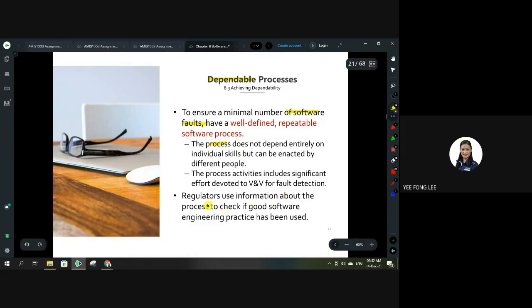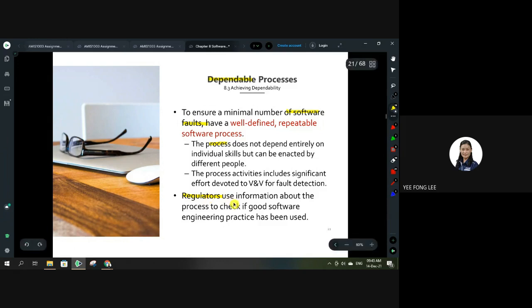So, as mentioned previously about the regulator, it's important that the system developer or the organization has to convince the regulator with evidence that they are using and following the dependable processes. And also that the most effective software engineering practice has been applied in developing the software. They have to convince the regulator about this.